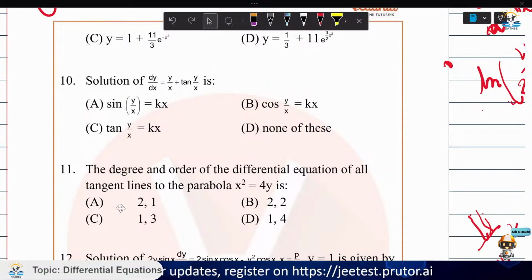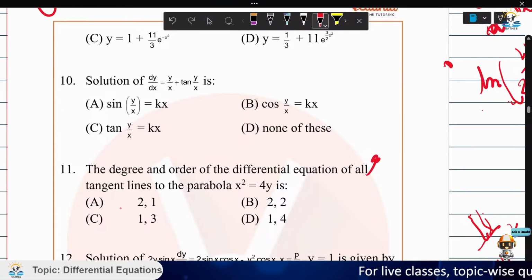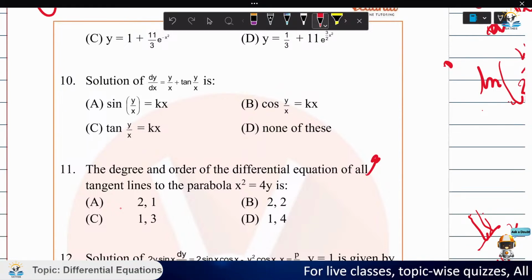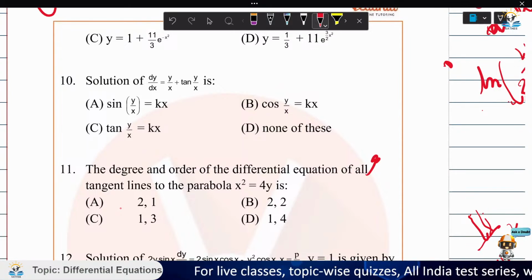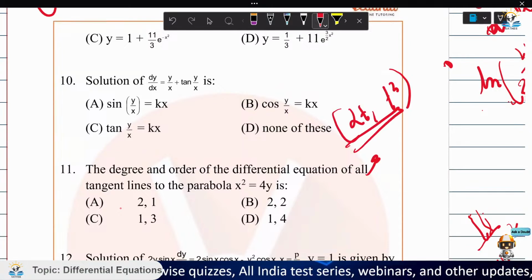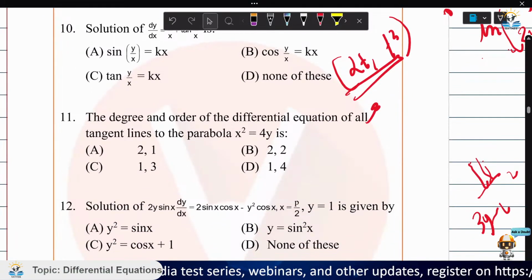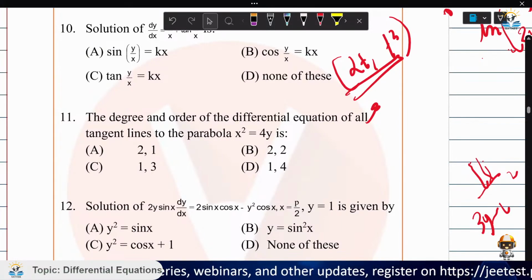Okay, so back to the question as we were discussing. So we were discussing the order and degree of the differential equation, right? So what is the equation of a tangent line? So the standard parameter of a point here looks like, so y is t square here, and this is 2t. So these are the parametric equations of the parabola here, and a tangent line would pass through this point.